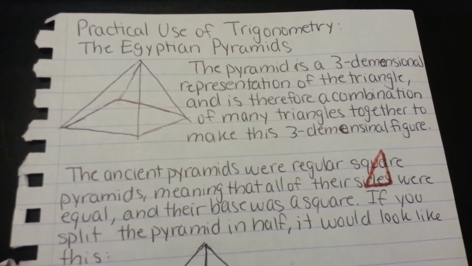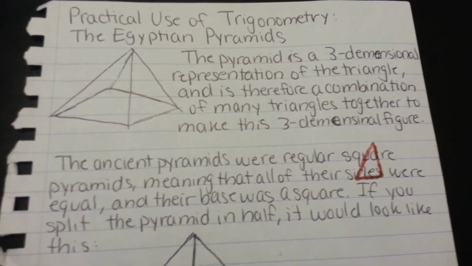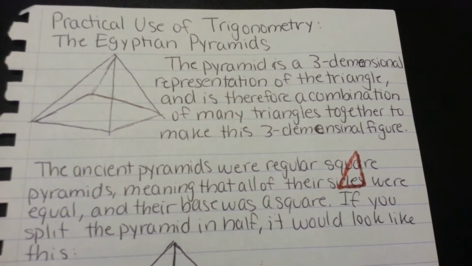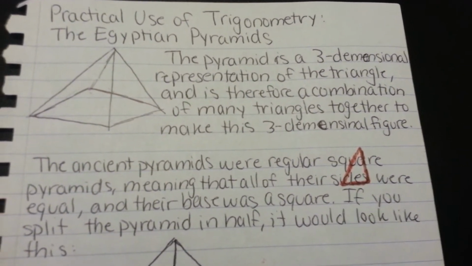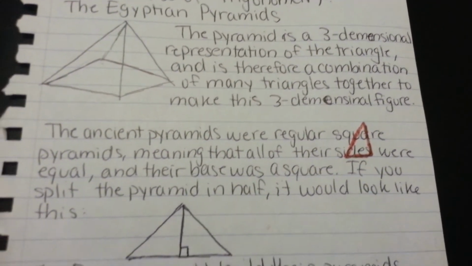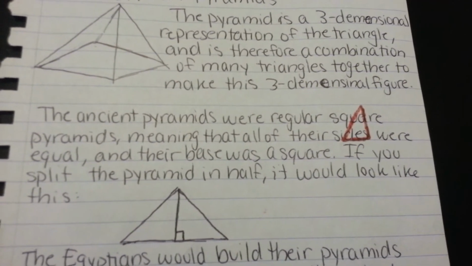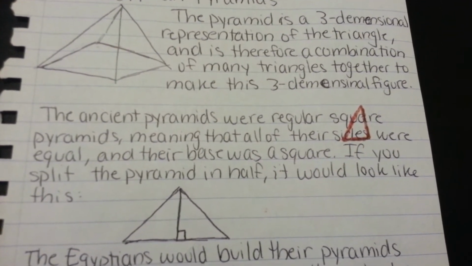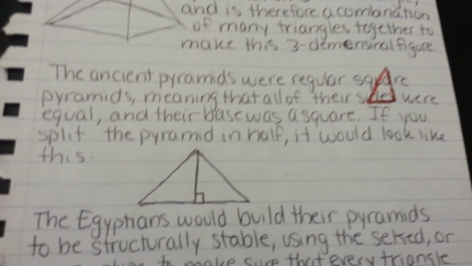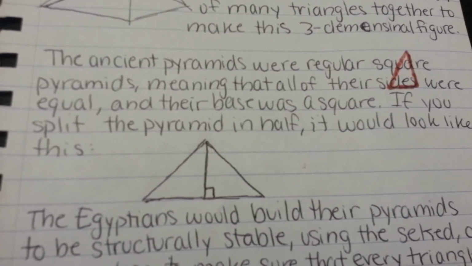So today we're going to be talking about the practical use of trigonometry in Egyptian pyramids. The pyramid is a three-dimensional representation of the triangle and is therefore a combination of many triangles together to make this three-dimensional figure. The ancient pyramids were regular square pyramids, meaning that all of their sides were equal and their base was a square. If you split the pyramid in half, it would look like this, which is basically just two right triangles put together.